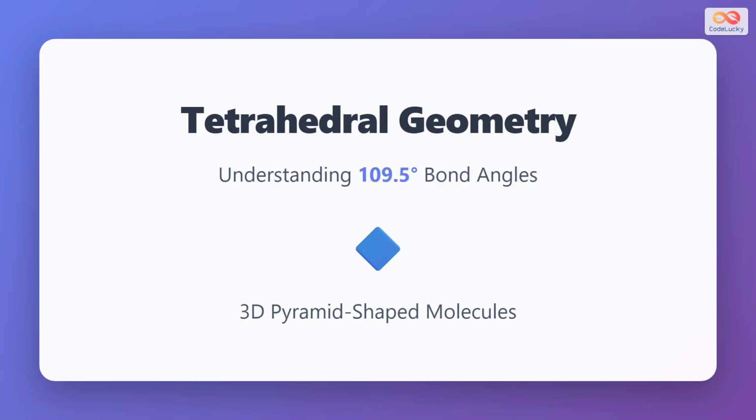In chemistry, tetrahedral geometry is a fundamental molecular shape that you'll encounter frequently. It's characterized by a special bond angle of 109.5 degrees. This geometry creates three-dimensional pyramid-shaped molecules, with methane being the most famous example. Understanding this shape is crucial for predicting molecular properties and behavior.